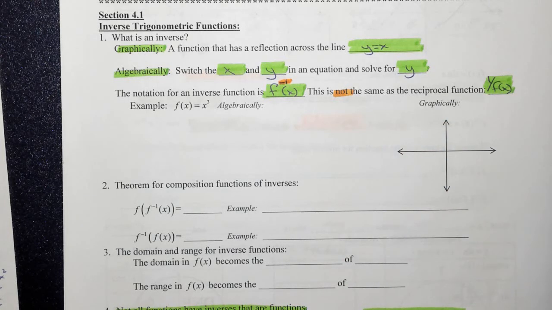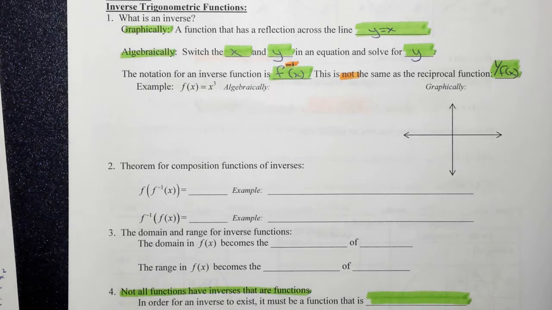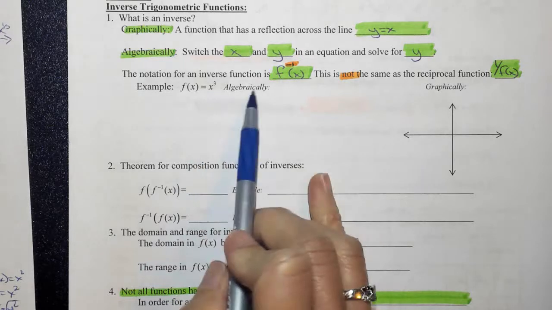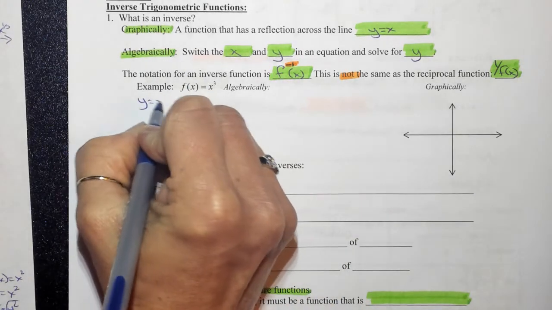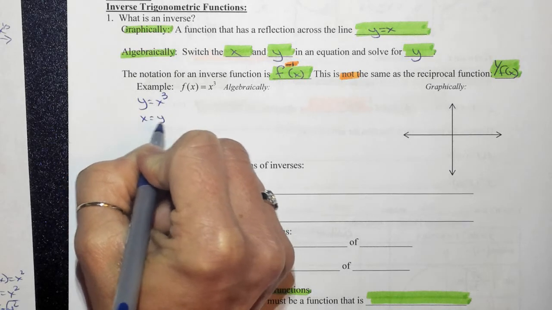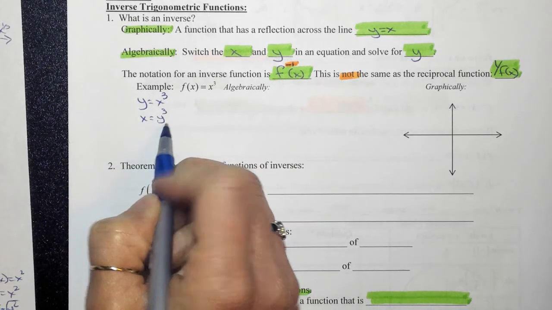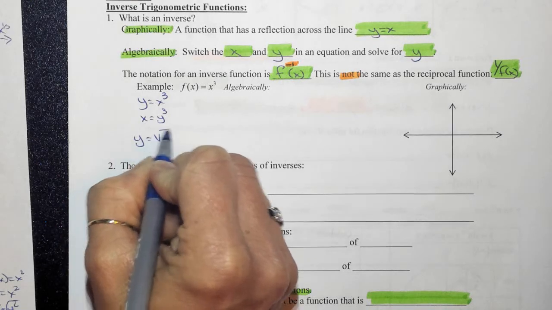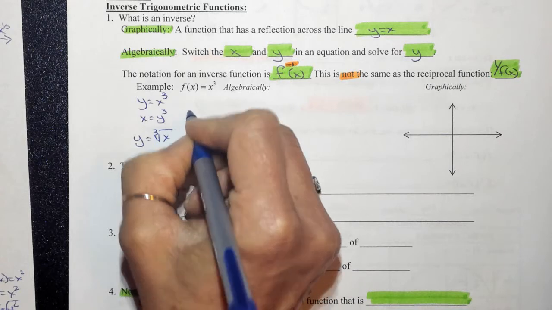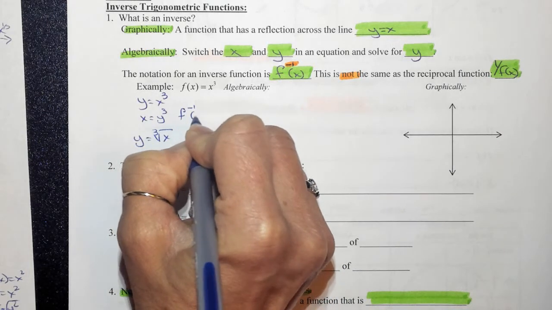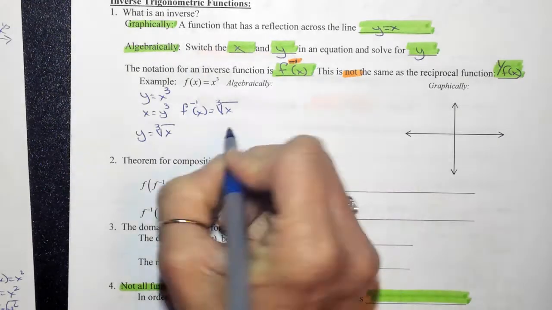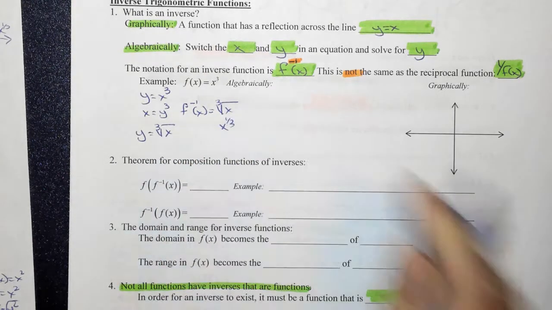Okay, so I'm going to give you an example. Here we have f of x is equal to x cubed. So algebraically what we have here is y is equal to x cubed. You're going to switch the x and the y, so you would say that x is equal to y cubed, and then you need to solve for y, so we're saying that the inverse is the cube root of x, which is something that you should know. You could write it like this: f to the negative 1 of x is equal to the cube root of x, or x to the 1/3 power. These are the same thing.